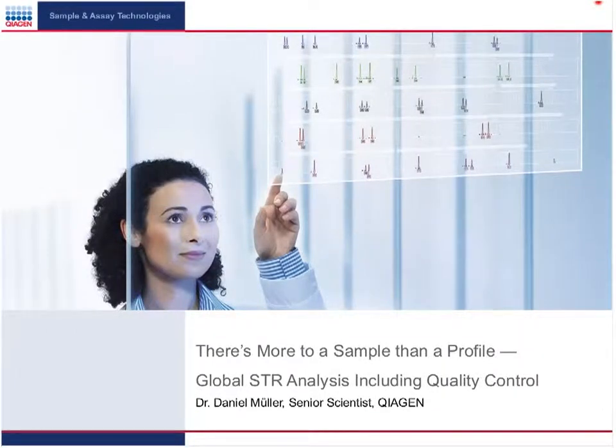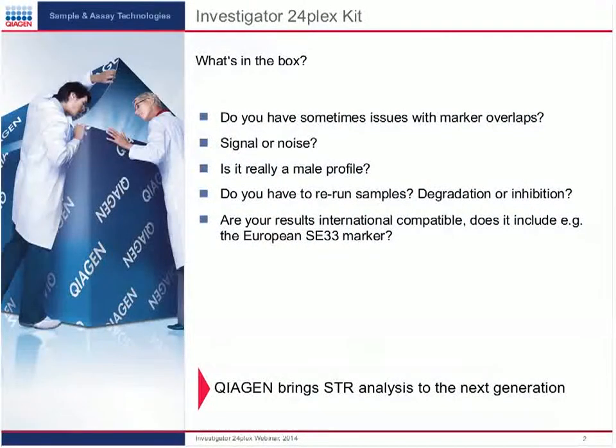So coming to my talk, as I said, I will talk about 24-plex. This is QIAGEN's new forensic STR kit that allows global STR analysis, including the quality sensor. In the next 40 minutes, I will present you, of course, the content of the kit, as well as the kit features and the benefits.